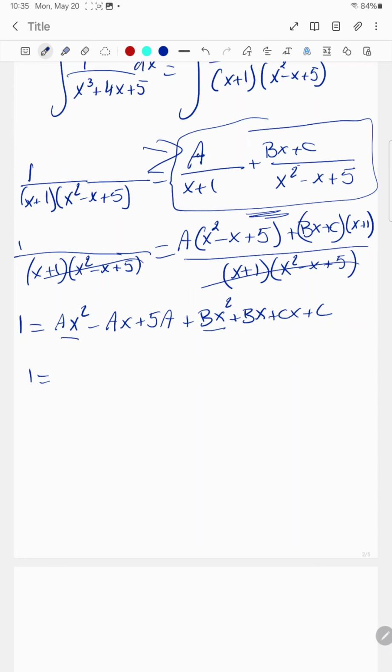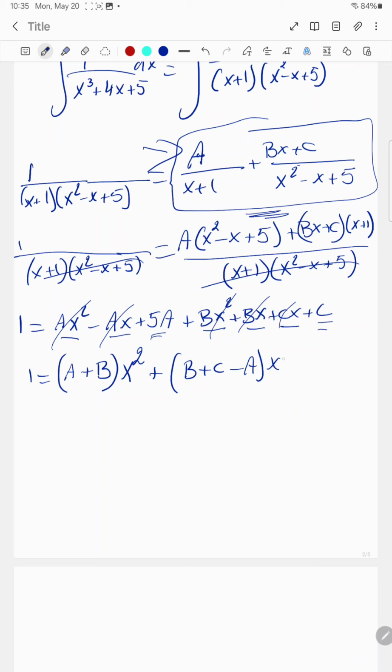So I have 1 equal a plus b, factoring out x squared. So I got rid of those two, and I have ax, bx, and cx. So I will put plus b plus c minus a multiplied by x, because I have minus ax plus bx plus cx, and I still have those two, plus 5a plus c.